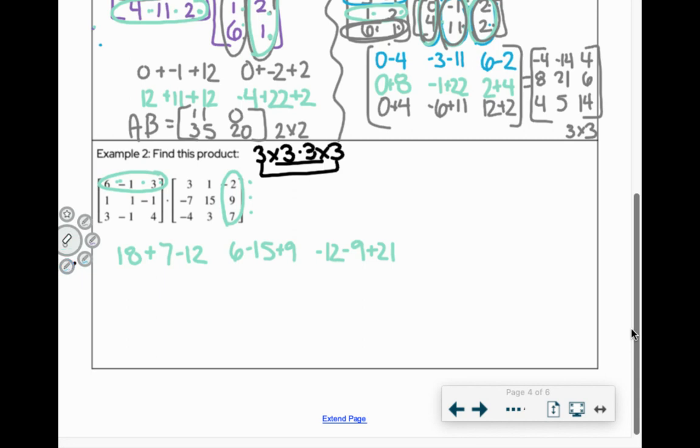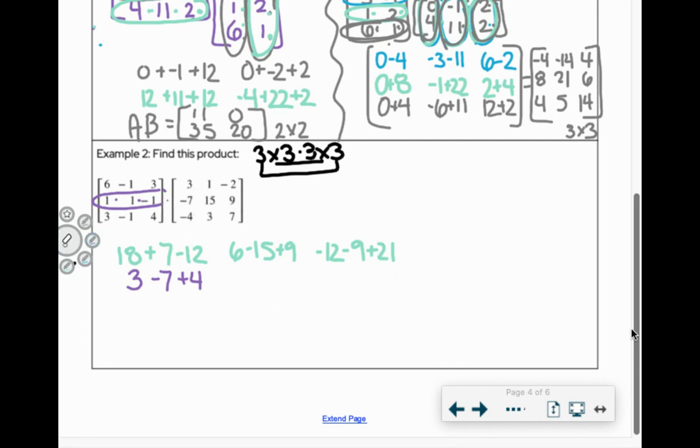Ready for my next row. Ooh, I see a lot of 1s. That's good. 1s are easy to multiply by. Okay, 1 times 3, 3. 1 times negative 7, negative 7. Negative 1 times negative 4, positive 4. Careful with double negative.